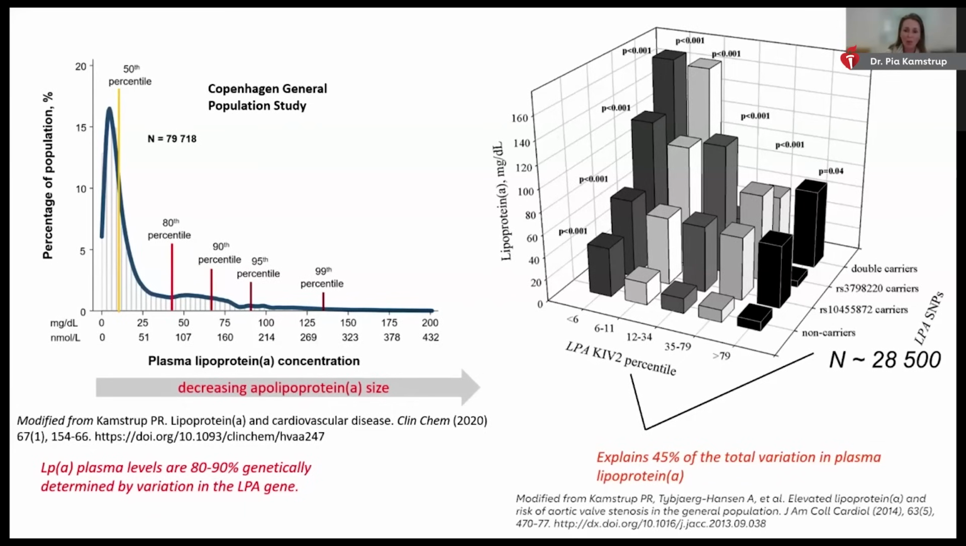On the right, Lp(a) plasma levels are shown as a function of the number of kringle 4 type 2 repeats in percentiles, and additionally stratified by carrier status for 2 common Lp(a) SNPs. Now, for each category of SNP carrier status, we see the inverse association of number of kringle 4 type 2 repeats with plasma Lp(a) levels. Carriers of minor allele SNPs with low number of kringle 4 type 2 repeats have the highest plasma Lp(a) levels. Now, while the genetic variants are not independent, all contribute information, and genotyping for just these 3 variants explains 45% of the total variation in levels, clearly demonstrating that Lp(a) plasma levels are very much genetically determined by variation in the Lp(a) gene.